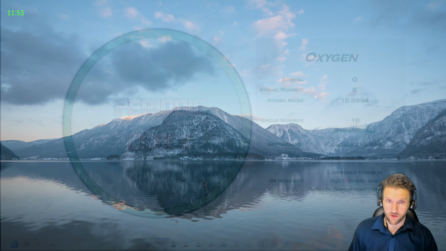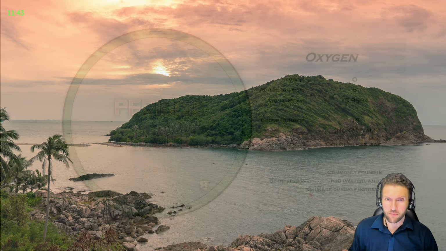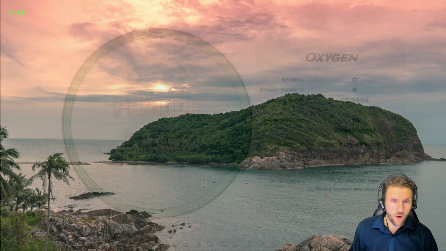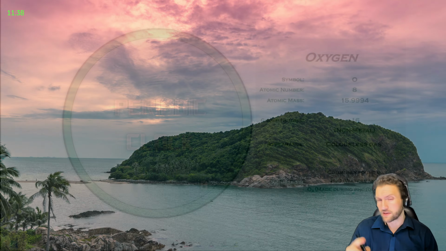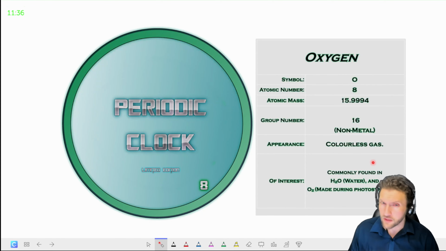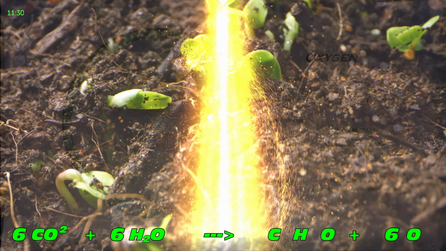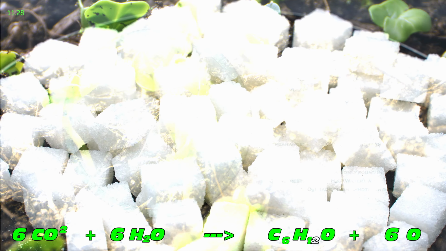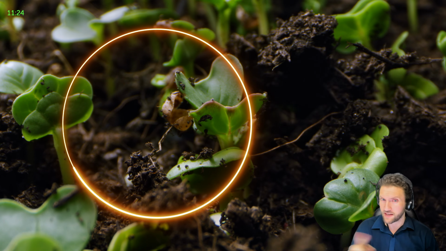And take note, commonly found in, you could choose anything, but I'm just going to go with the obvious, water. If you haven't already, take a quick drink of water. Very important, stay hydrated. But there are other applications like O2 made during photosynthesis. I'm sure you know that formula quite well. What was it again? 6CO2 plus 6H2O. Add a little bit of light, producing C6H12O6 plus 6O2. Well done, testing your memory there, but that's a whole different video.